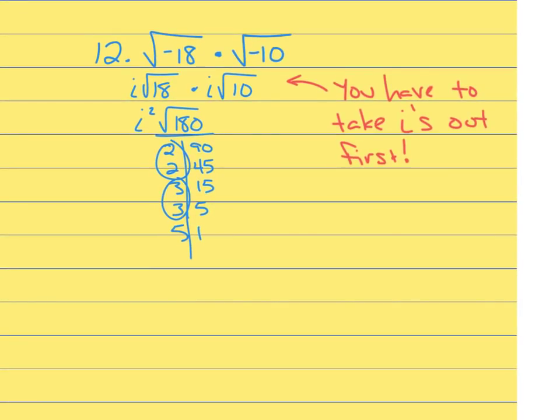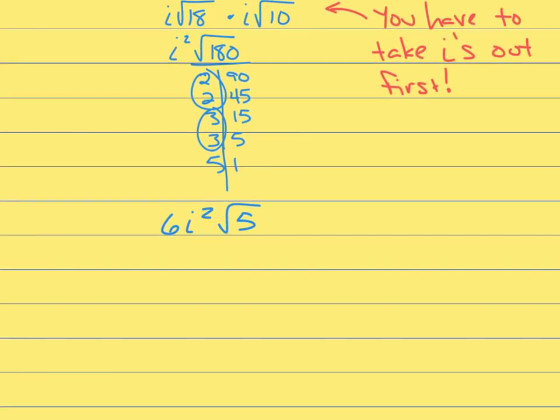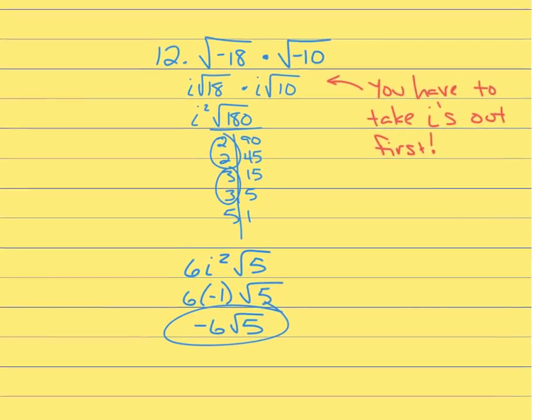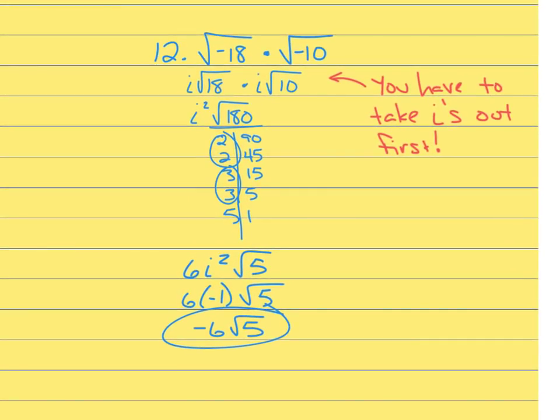So your answer, therefore, if you took out your numbers and you're multiplying here, would be 6i squared, and you've got the radical 5. Now, i squared, again, would be a negative 1. So it's really 6 times negative 1 with that radical 5, and that'd be a negative 6 radical 5. Final answer. I didn't need to show all those steps, but I am just trying to show you what it is we're doing. But you've got to take the i's out first on those.